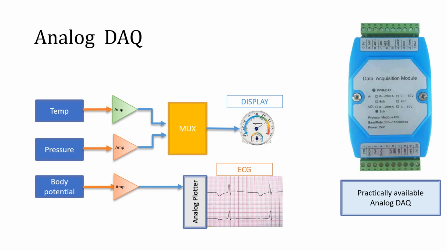We have some cards available with us where we provide analog input directly from the transducer and we can directly connect that output to some kind of analog plotters, analog displays or magnetic recorders, because it gives you amplification.